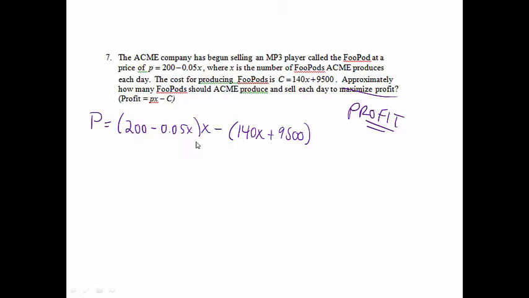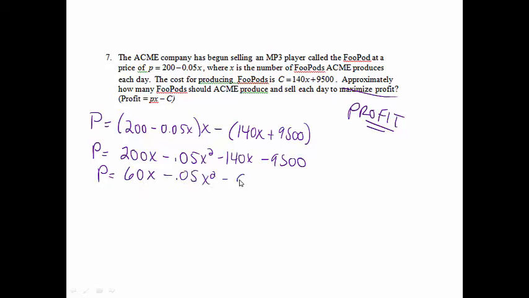So I'm going to be ready to take the derivative, but I'm going to clean this up before I do so. I'm going to have 200x minus 0.05x squared minus 140x minus 9500. We easily could take the derivative at this step, but I'm going to go ahead and combine my x's first to make it a little easier for myself. So I'm going to have 60x minus 0.05x squared minus 9500. Now I am ready to take the derivative.